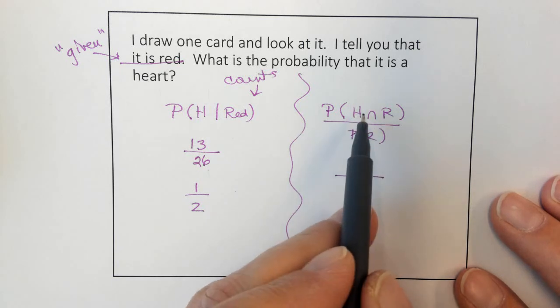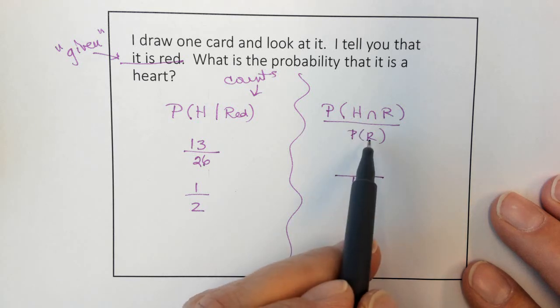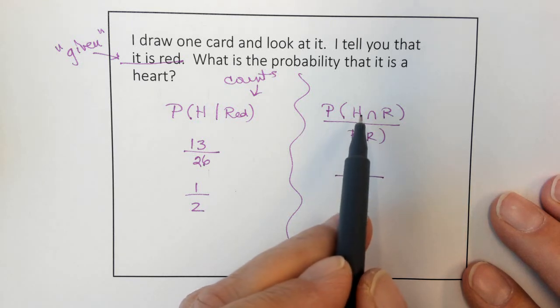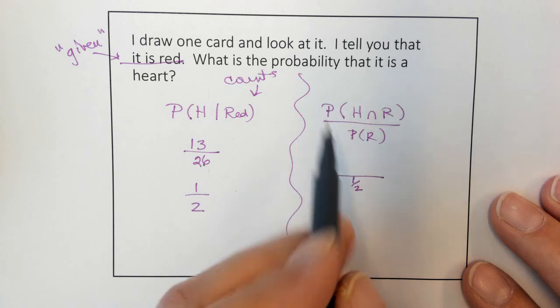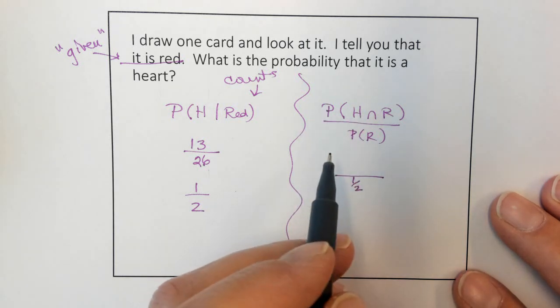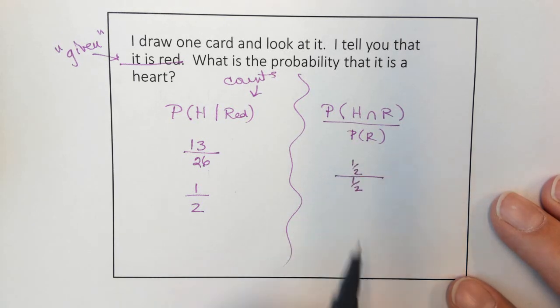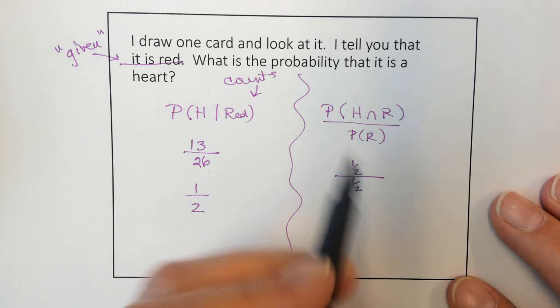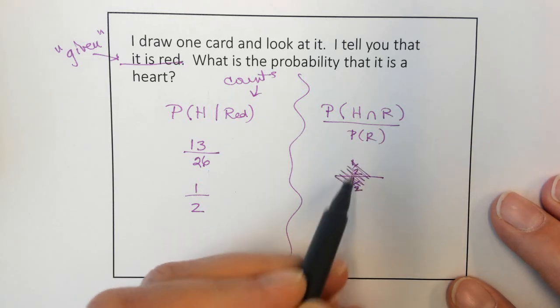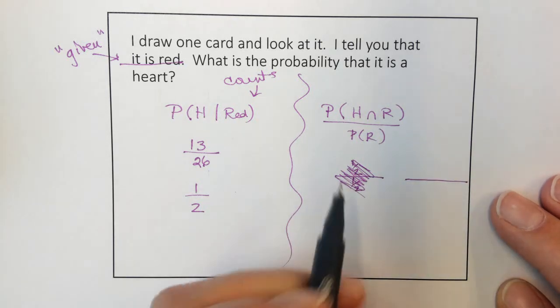Red hearts, well, let's see, how many hearts are red? 13. How many of the red cards are hearts? What's the probability of a red card having a heart on it? Oh, half of the red cards are hearts, right? So 1/2. What did I do that was goofy? I just really made a mess. Scratch that.